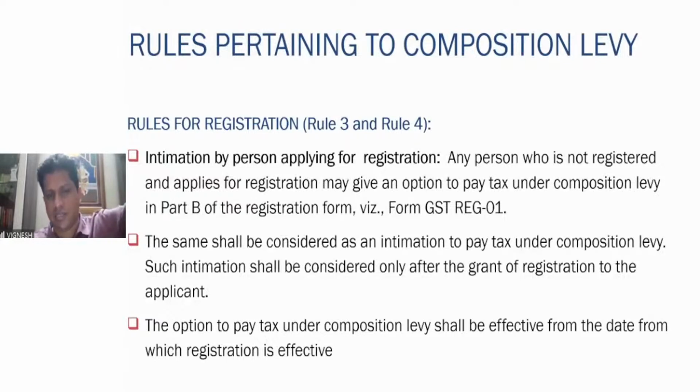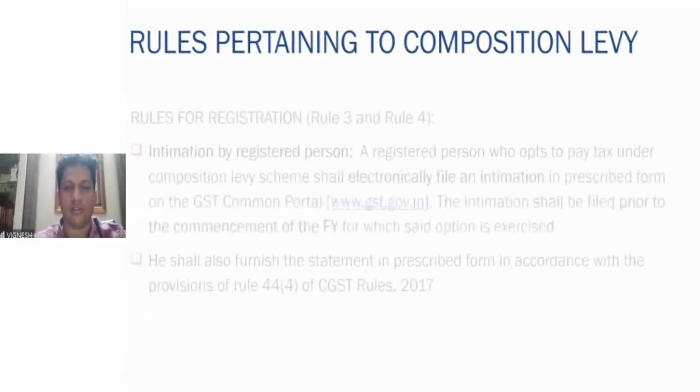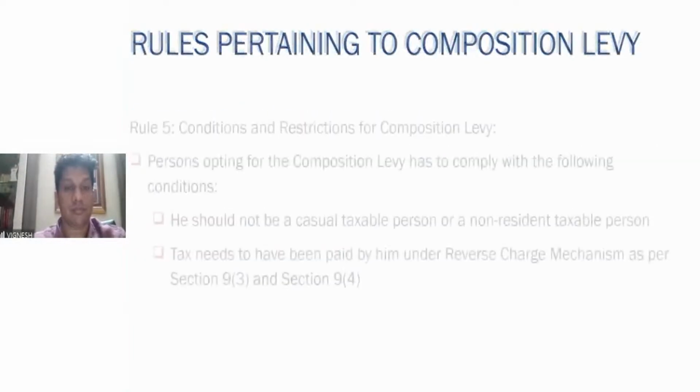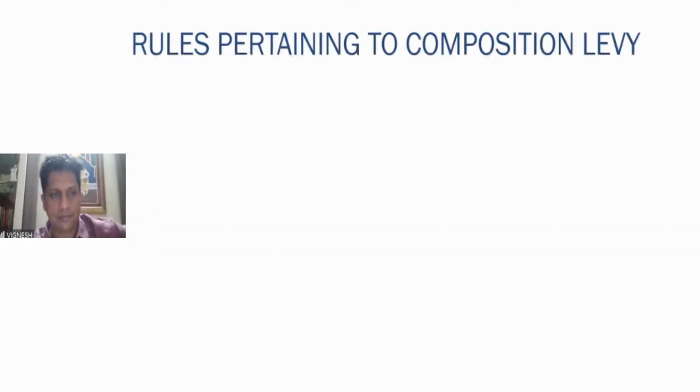Fine. We have already seen this intimation for composition levy, rules of registration. You can file an intimation prior to the commencement of the year. So each year the option has to be exercised. There is no doubt about that. Apart from that, he also has to furnish a statement in the prescribed form. That is, what is the sale he has done, what is the GST he has paid, etc. Again, he should not be a casual taxable person, but tax has to be paid on reverse charge. Just because you are registered under the composition scheme, you cannot escape the reverse charge mechanism. On reverse charge mechanism, the tax has to be paid.